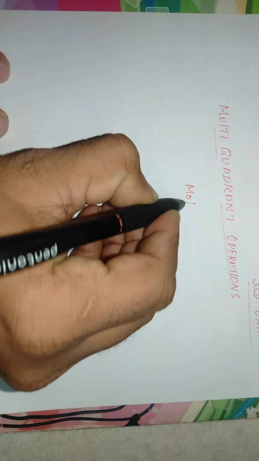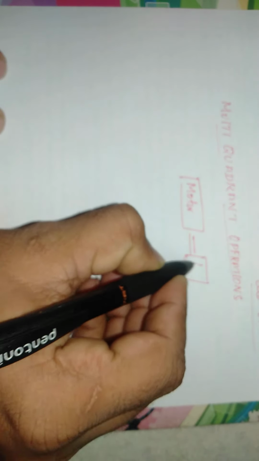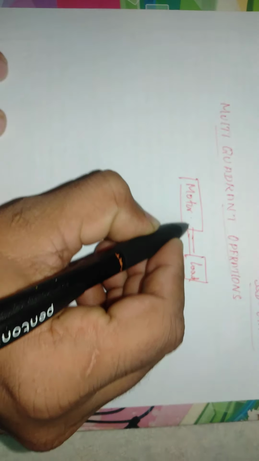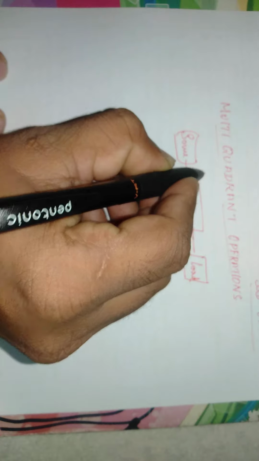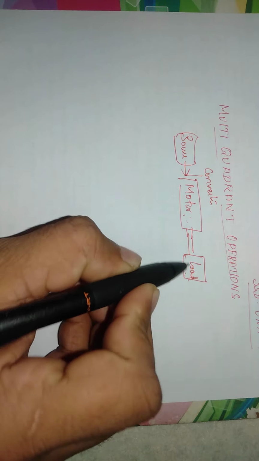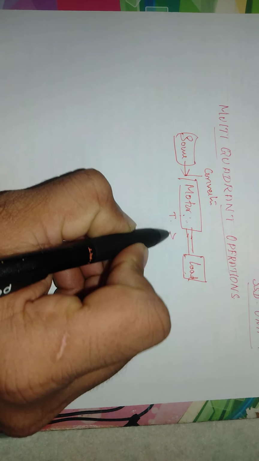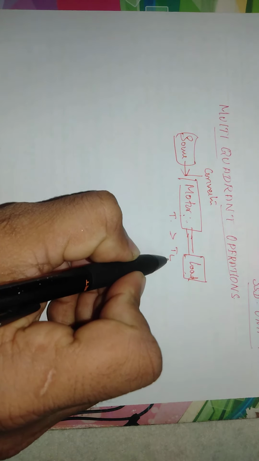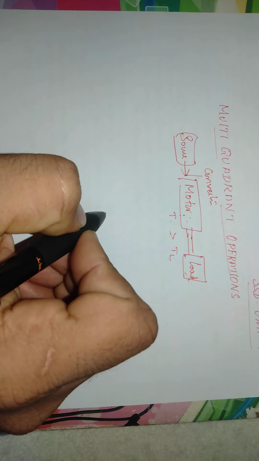Multi-quadrant operations: basically we have a motor. This motor drives a load, and the motor is fed by a source. In between we have a converter. If the motor starts to rotate a load, the motor torque should be greater than the load torque. Here TL is load torque and T is motor torque.